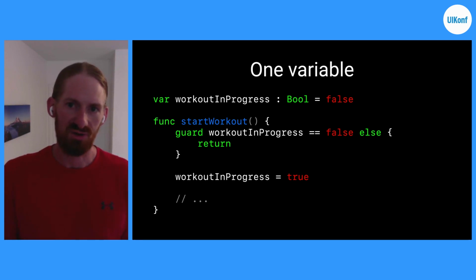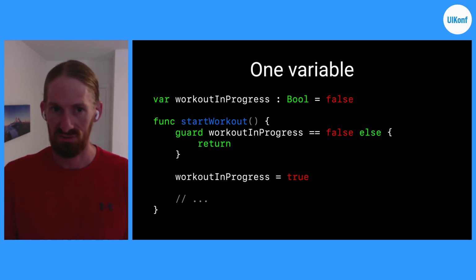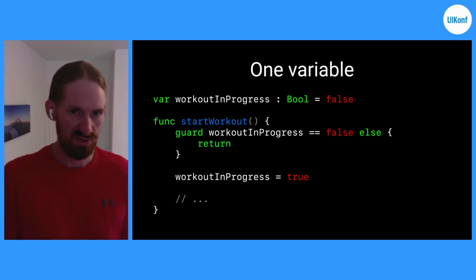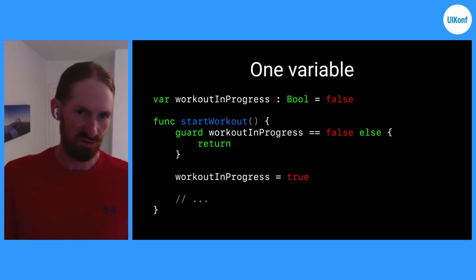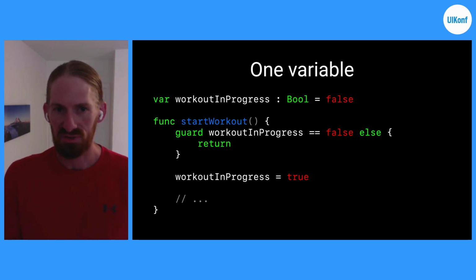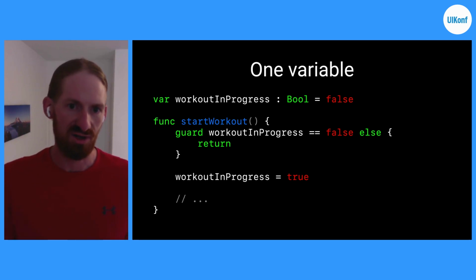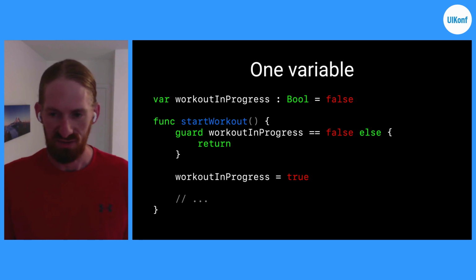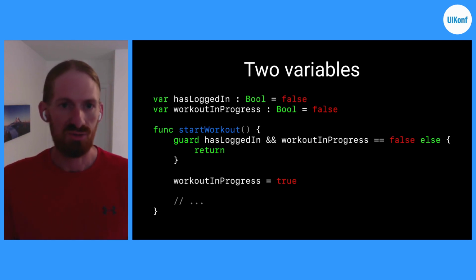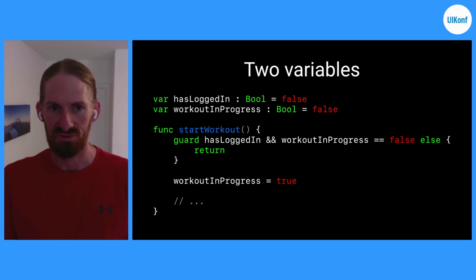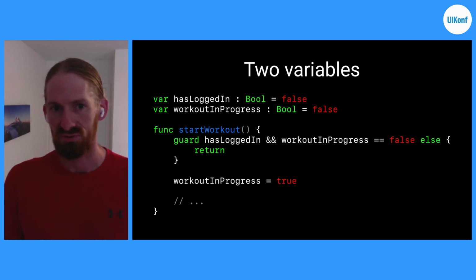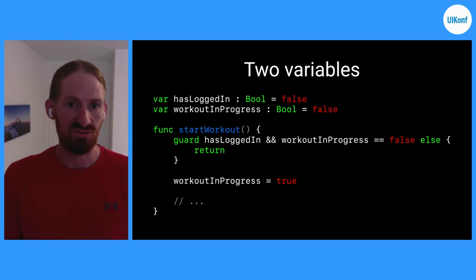We add a bool to represent whether or not a workout is in progress. Now we can guard against starting a second workout if the first one hasn't finished yet. And this also works great for a while, but then we realize there's another requirement missing from this method. If a user hasn't logged into the app yet, then they won't be able to save their workout. To prevent that from happening, we add another bool to track whether or not the user is logged in. We expect this property to be true when the user logs in, and we add another case to our guard statement to make sure it's still true.